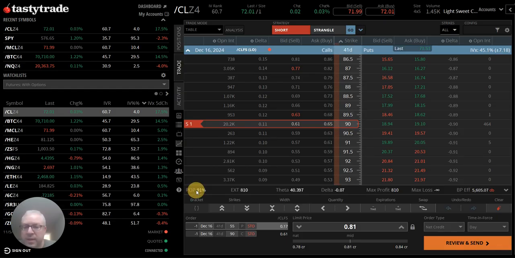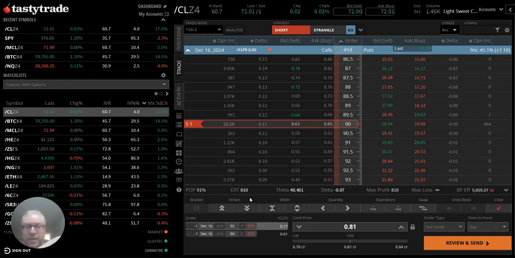Okay, let's start from left to right. POP, probability of profit, of 91%. There's a 91% chance that oil will trade between the lines. Your max profit, you gotta understand, is if oil, right now at 72, is trading between 55 and 90. There's a 91% chance that it will stay in the next 41 days between 55 and 90.